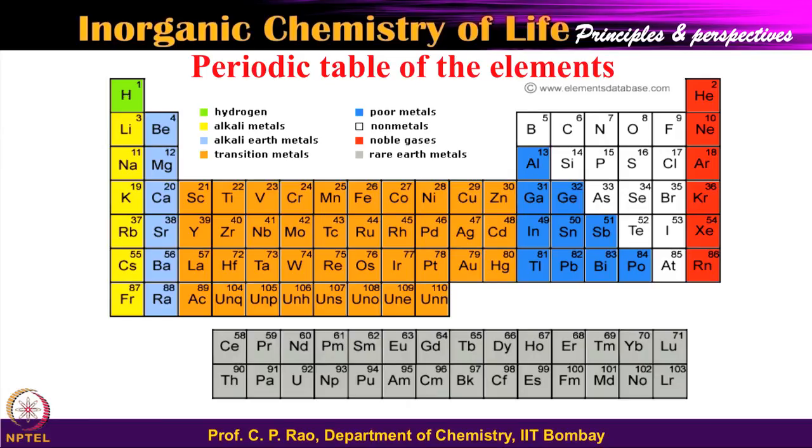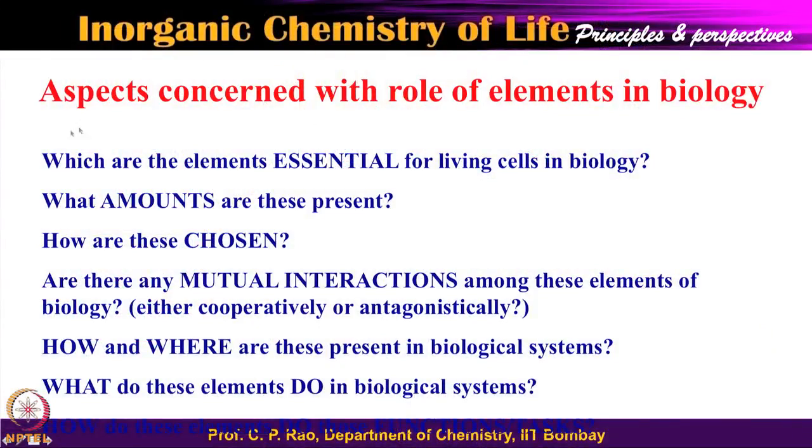Right now, let us say yes, there are a large number of elements. In fact, today there are 118 elements, though this particular chart shows 104 elements. Of these elements, which are important in the life processes? This we need to understand. So, which of these elements are important? We will try to understand what kinds of elements in the periodic table are important. So, let us look at the aspects concerned with the role of elements in biology.